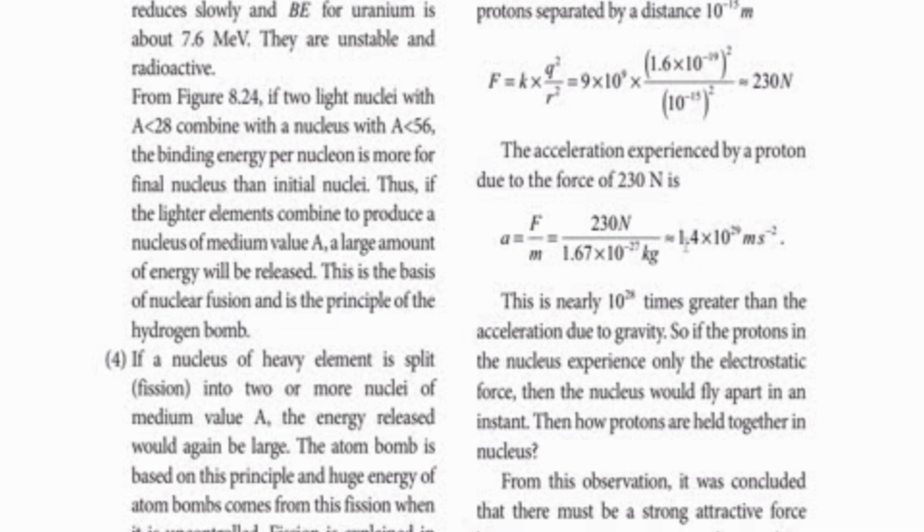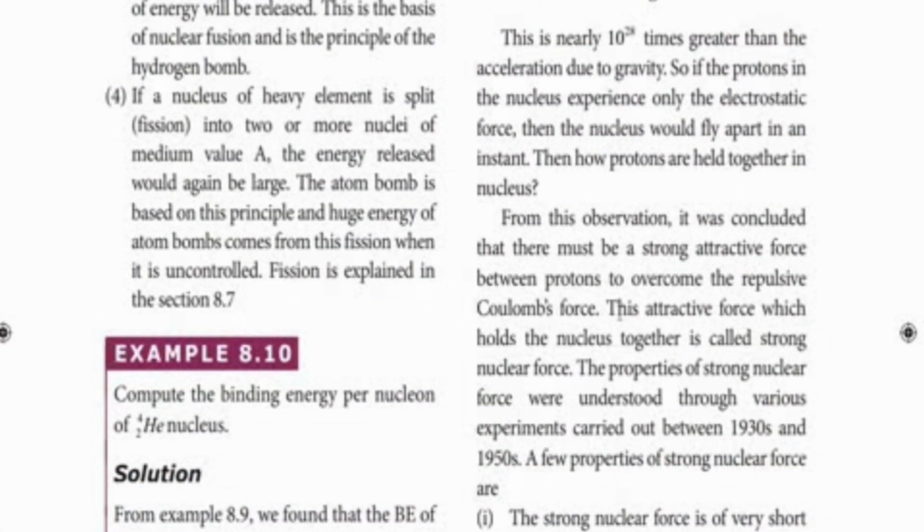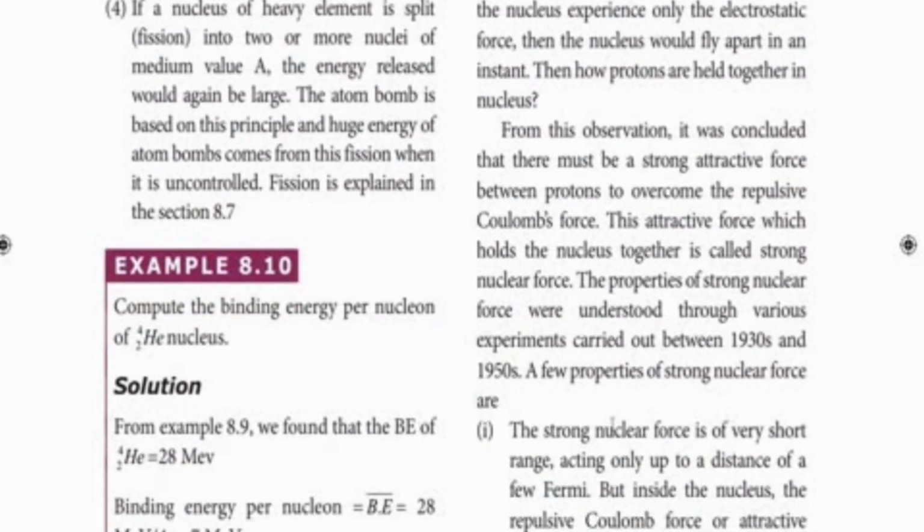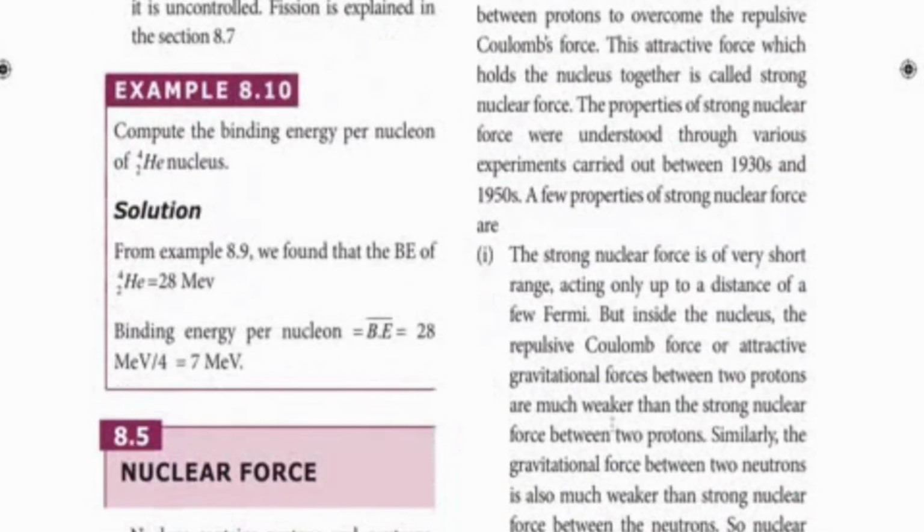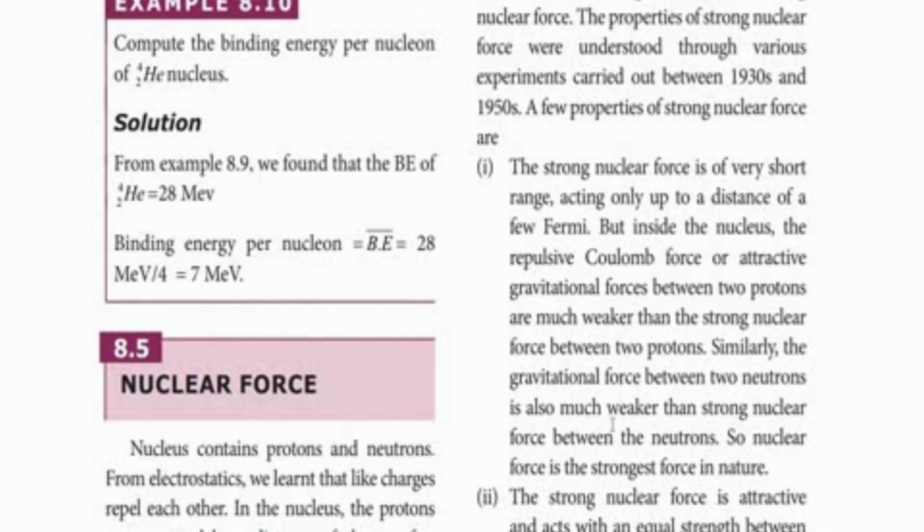This value is nearly 10 to the power of 28 times greater than the acceleration due to gravity. So it is very strong compared to the gravitational force. So a very strong attractive force acts inside the nucleus. The Coulomb's electrostatic force is overcome by the strong nuclear force acting inside the nucleus. Experiments carried out between 1913 and 1950 concluded that a strong nuclear force acts between protons and neutrons.